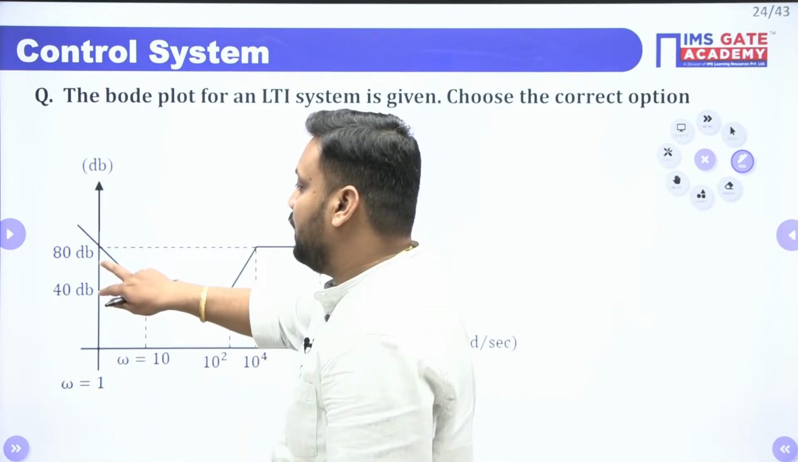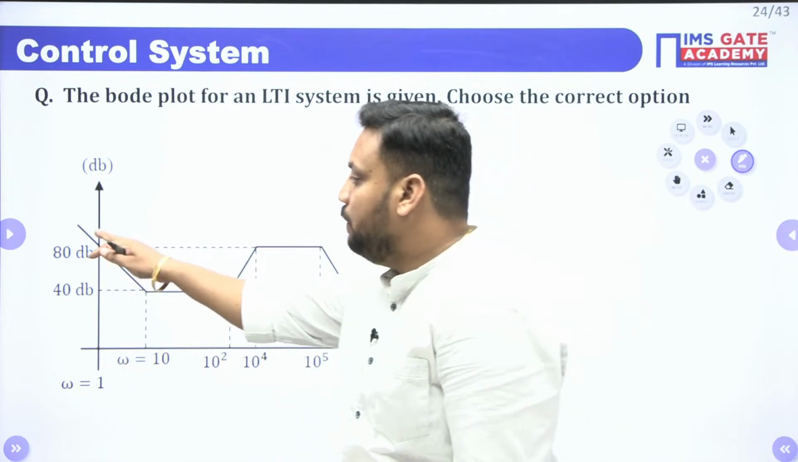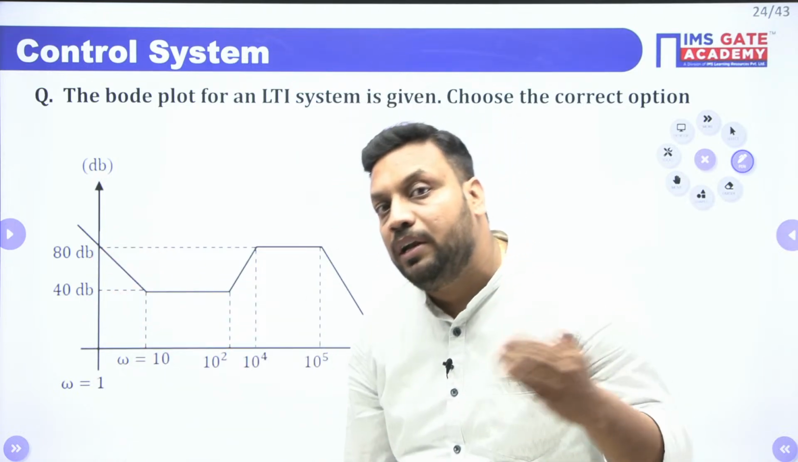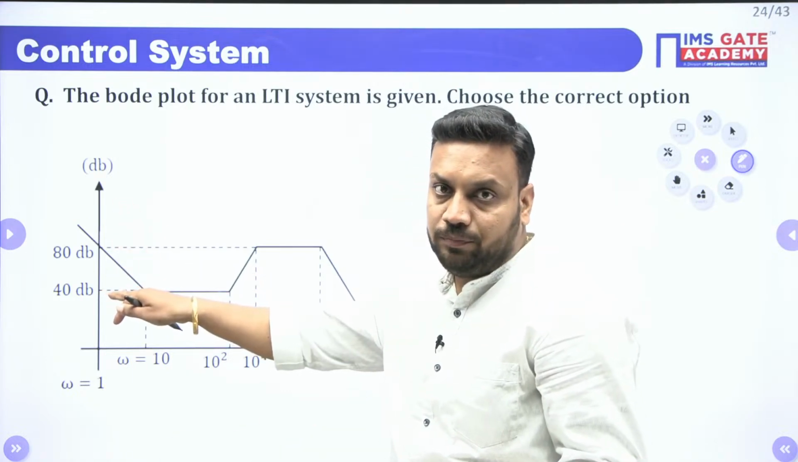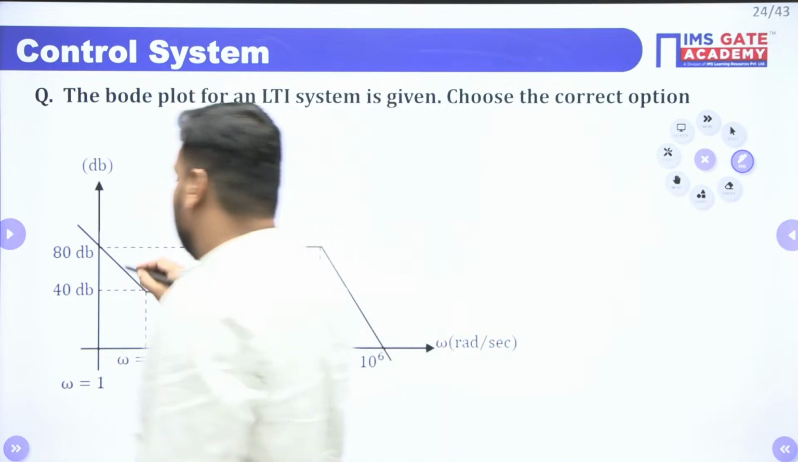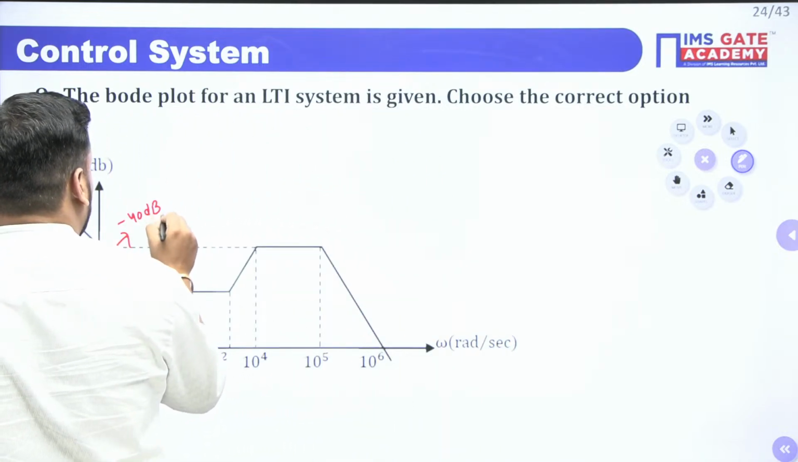On the y-axis, I am traveling from 80 dB to 40 dB. It means I have traveled 40 dB distance. It means this line slope is nothing but minus 40 dB per decade.